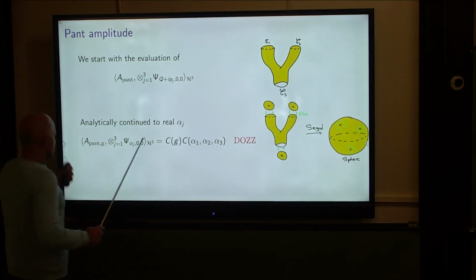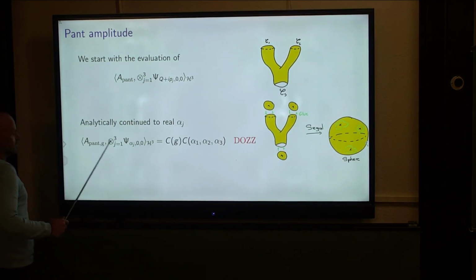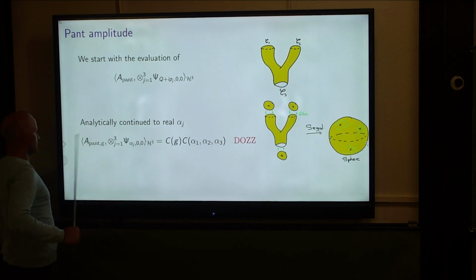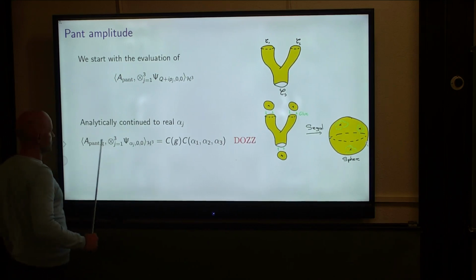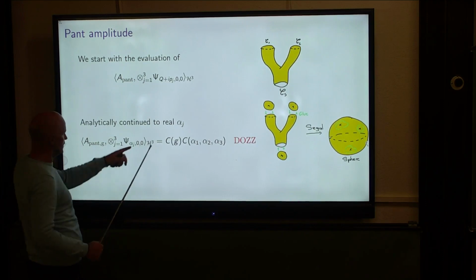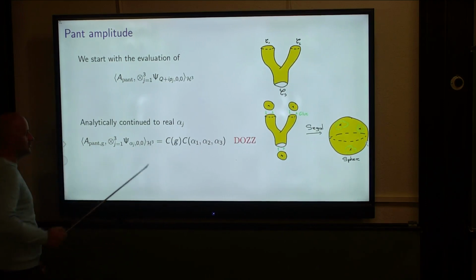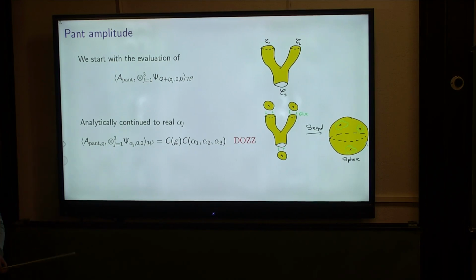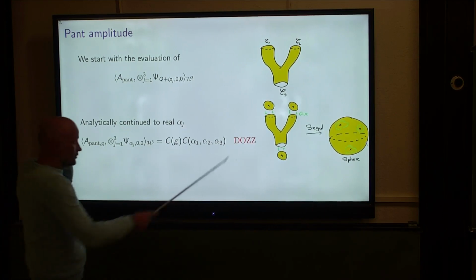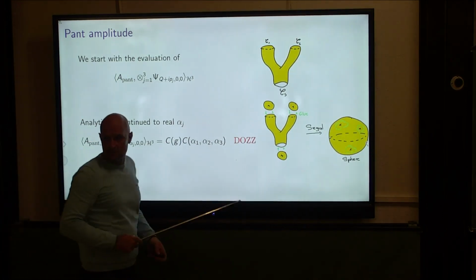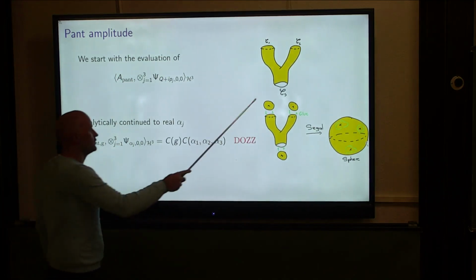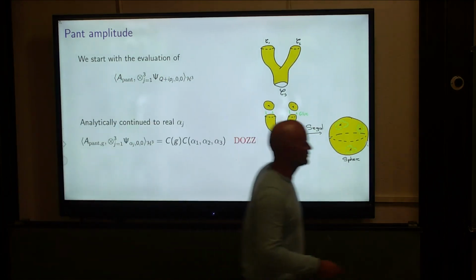Okay. So basically, you can show, and it goes along this line, that evaluating the pair of pants amplitude on the highest weight state gives you the DOZZ coefficient up to some metric dependent factor. And this factor also depends on the lengths, like L1, L2, and L3? The length of the boundary, in the parameterization. So remember that the metric is of this form.